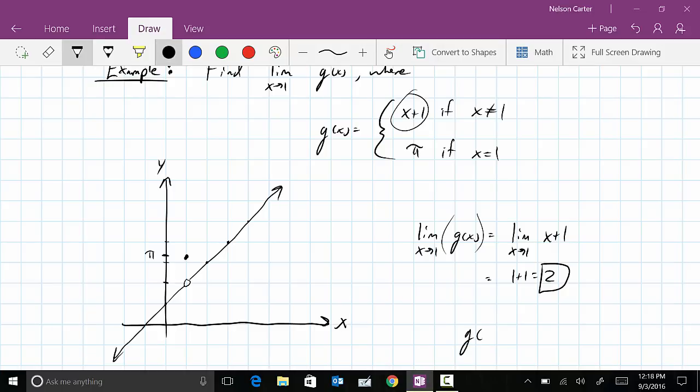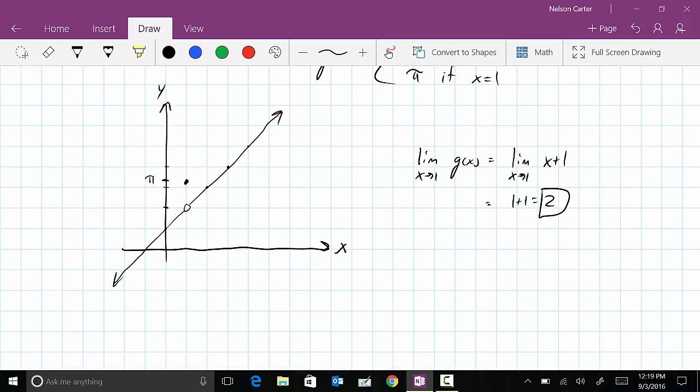Now, if we had made the statement that g of x is equal to x plus 1 if x is not 1, then that would have been legal. But if you don't make this extra statement, then that's not a true statement. And why don't we have to make that extra little statement inside this limit? Because it's already implied because it's in a limit.